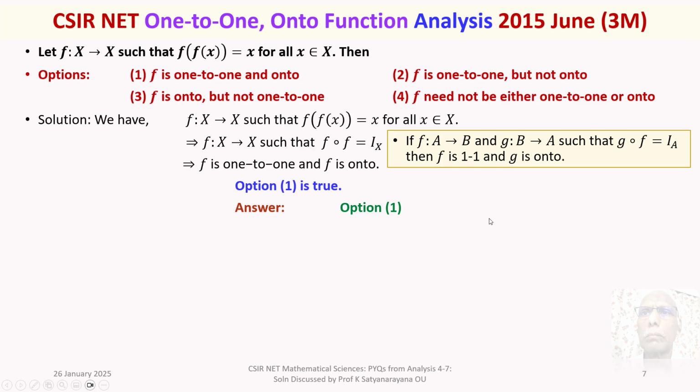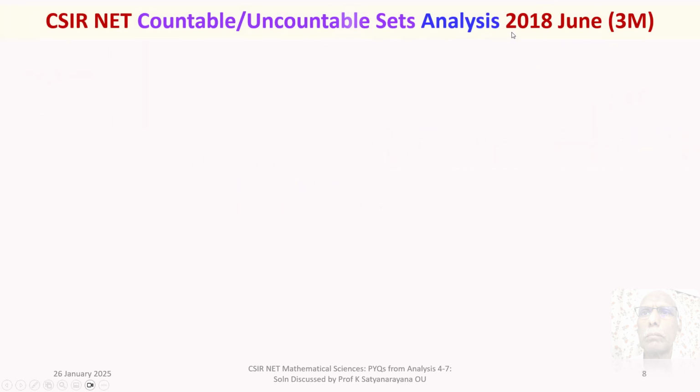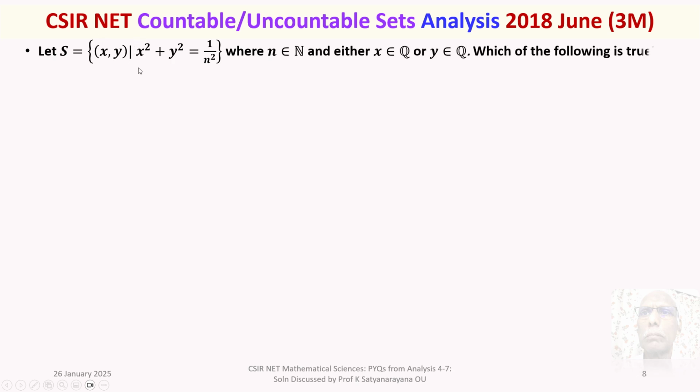We move on to the last problem in this video, that is the fourth one. This question has appeared in 2018 June, and it is related to countable and uncountable sets. The given question is, let S be the set consisting of ordered pairs (x, y) such that x square plus y square is equal to 1 by n square, where n belongs to N, set of natural numbers, and either x belongs to Q or y belongs to Q. Which of the following is true? That's the question.